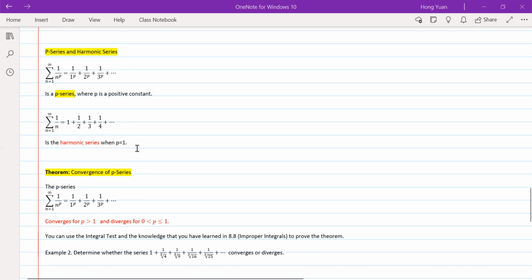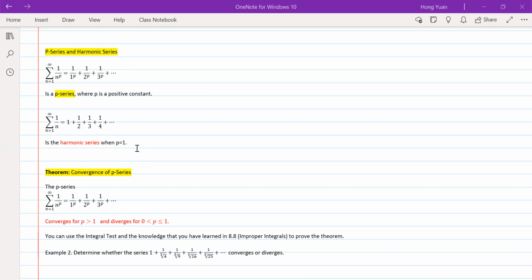How do we determine whether a P-series converges or diverges? Here's the theorem. If p is greater than 1, the P-series converges. If p is greater than 0 and less than or equal to 1, then the P-series diverges. So we can prove this theorem. It's simple.